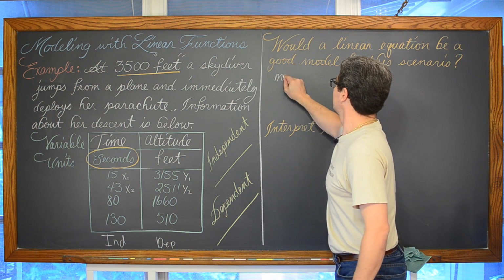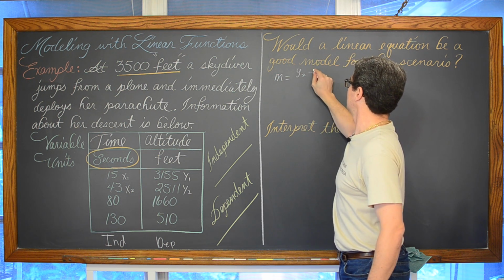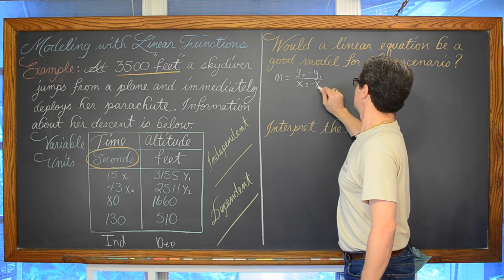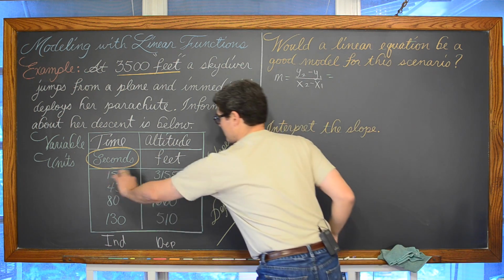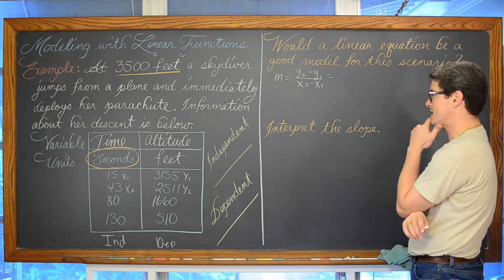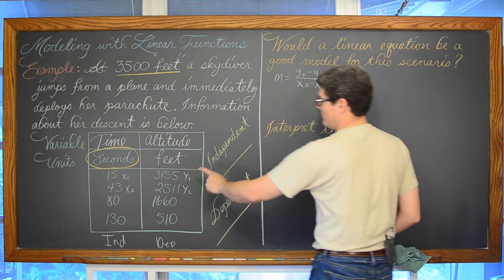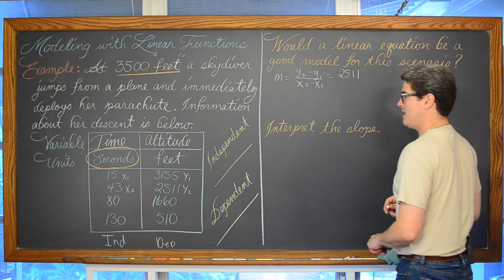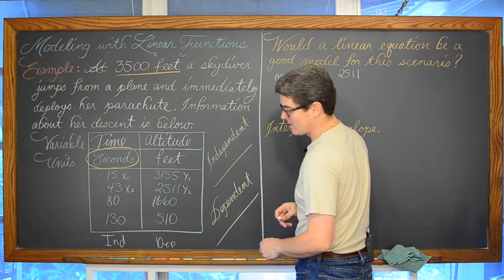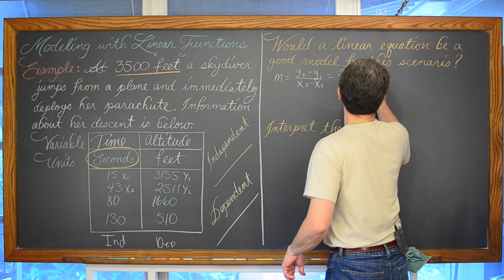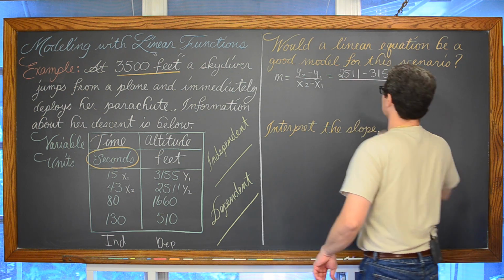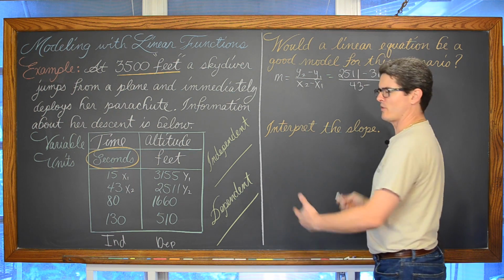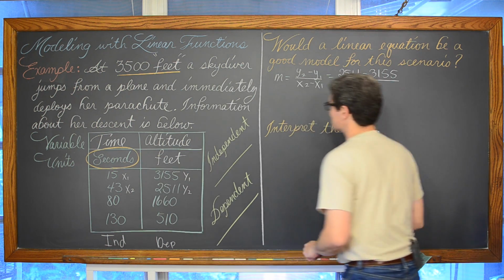Now, slope is rise over run, or change in y over change in x. So y sub 2 minus y sub 1 over x sub 2 minus x sub 1. Well, if this is my labeling, then I'm going to have, let's see here. Well, y sub 2 is going to be 2511 minus y sub 1, which is going to be 3155, over x sub 2 minus x sub 1. How about x sub 2 is 43 and x sub 1 is going to be 15.